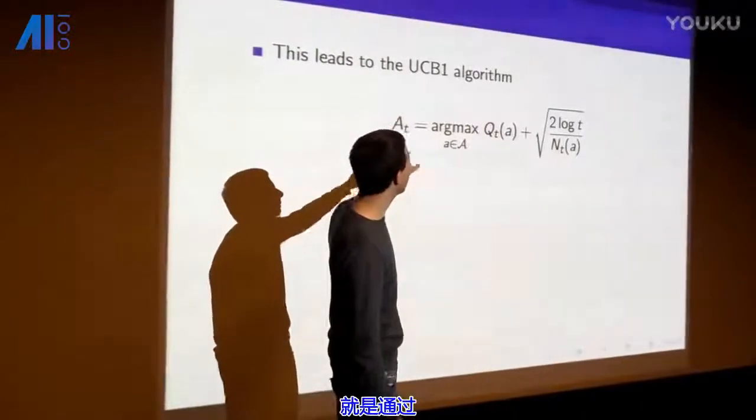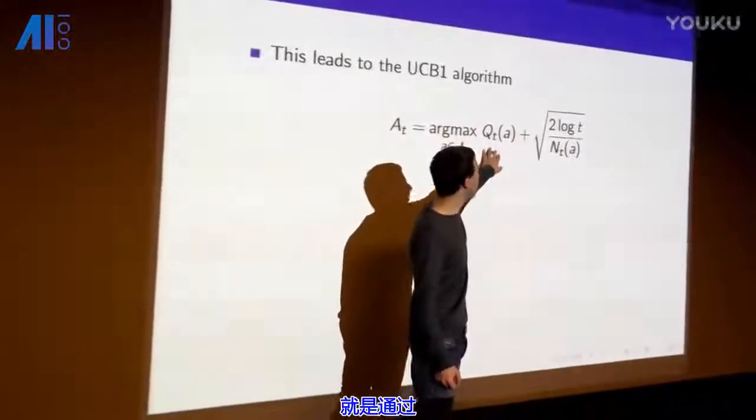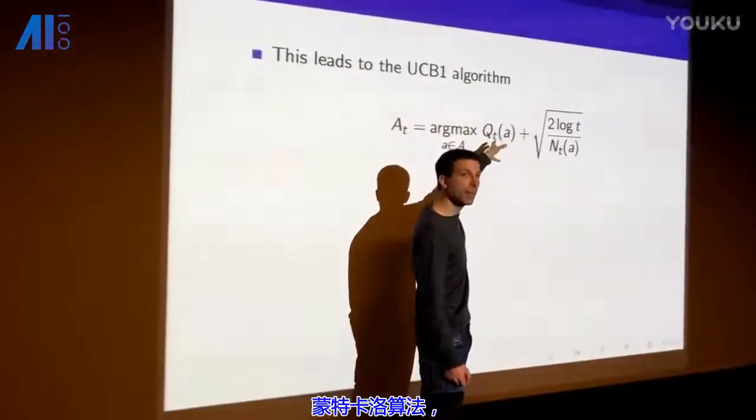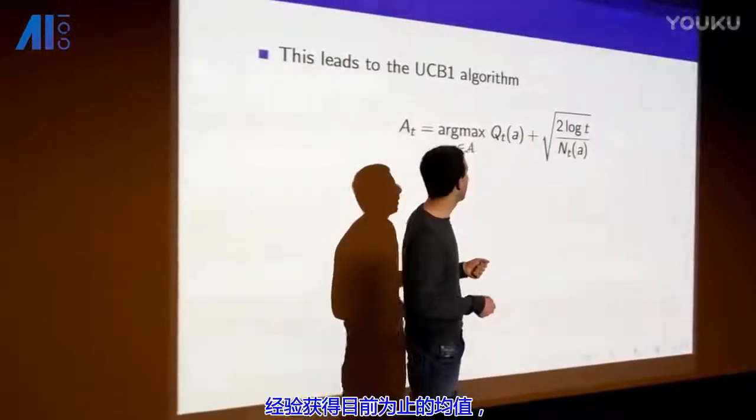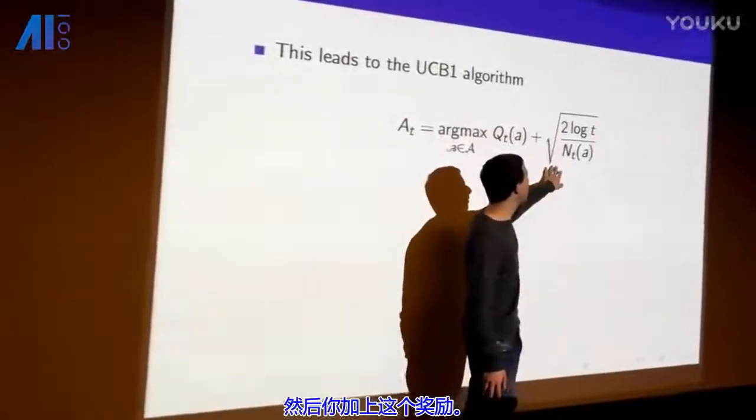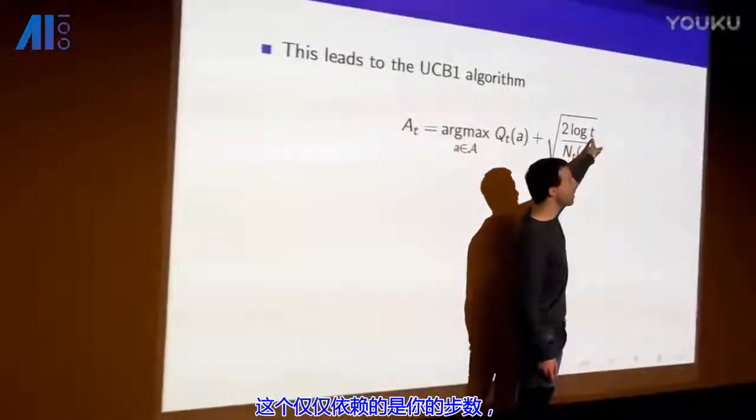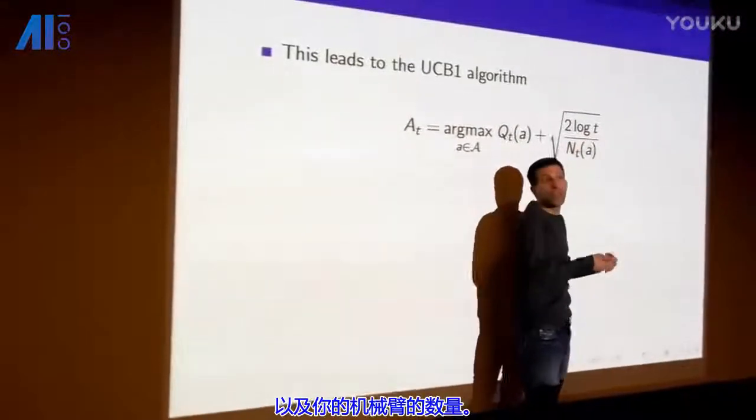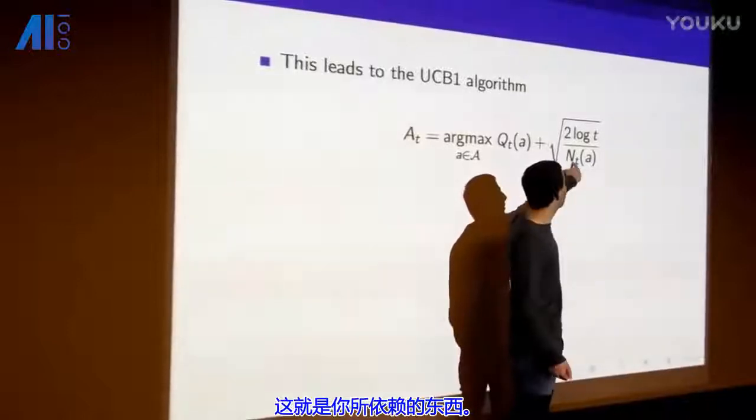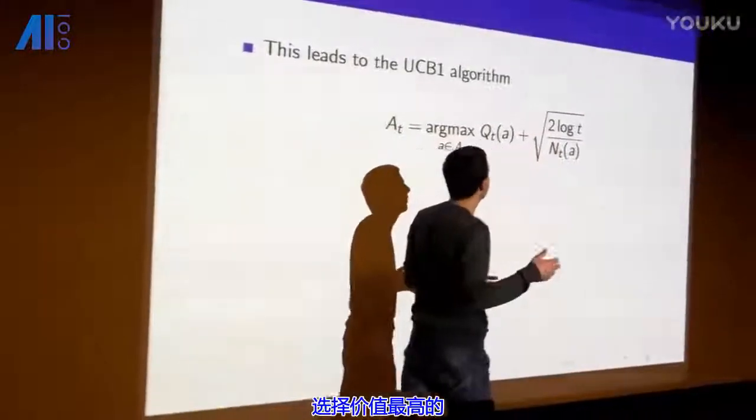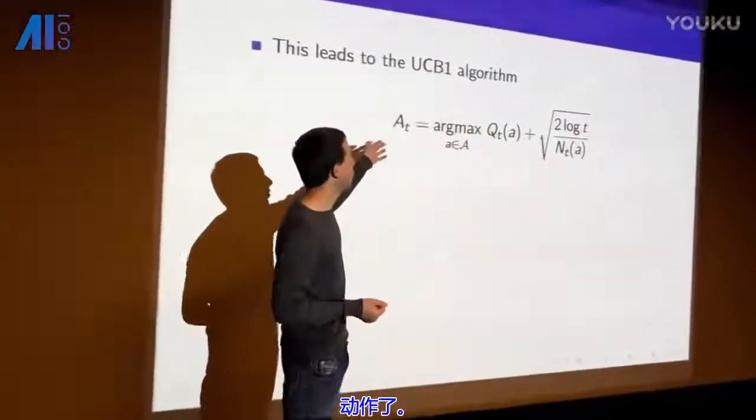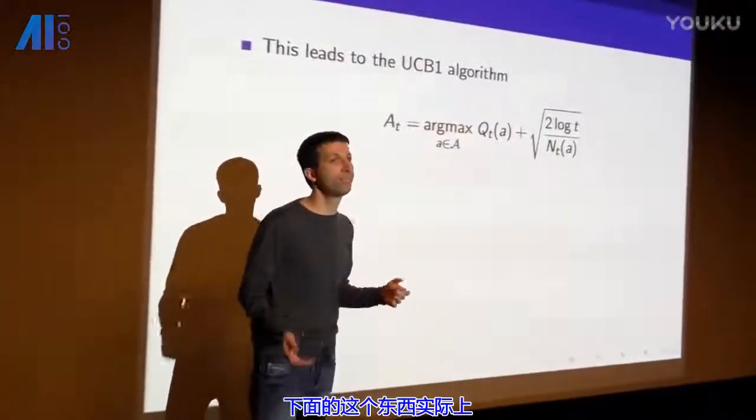But the basic idea is that every step, you estimate your Q values by taking this Monte Carlo estimate in the usual way. So you just take the empirical mean of everything you've seen so far. And then you add this bonus term that only depends on the number of time steps, the number of total pulls of all of your arms, and the number of times you've pulled this arm. That's all it depends on. And you add on this bonus that depends on those two things, and you pick the action with the highest total value.